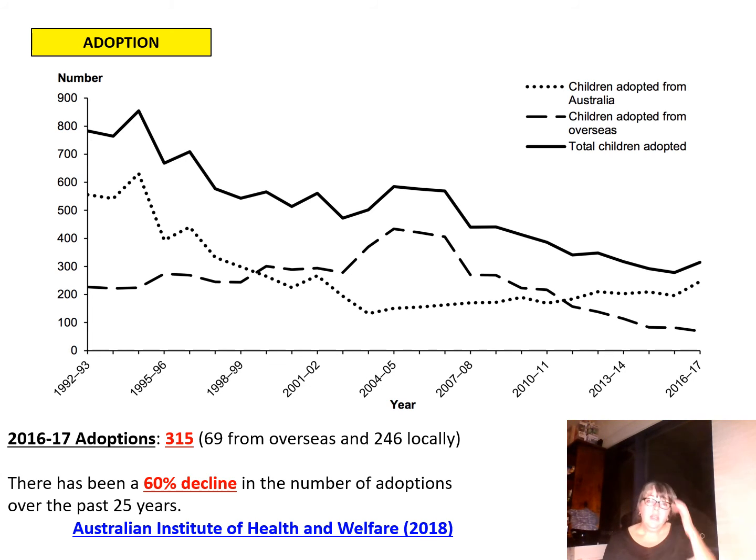So let's have a look. From 2016 to 17, adoptions were 315, 69 from overseas, 249 locally. There's been a 60% decline in the number of adoptions over the past 25 years.